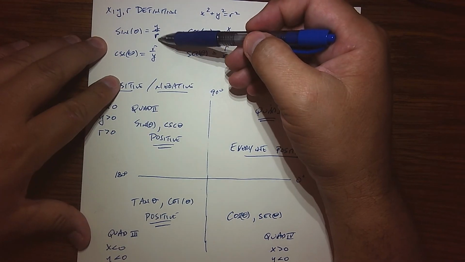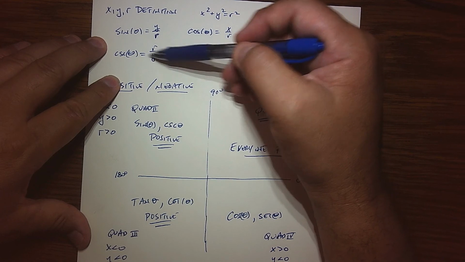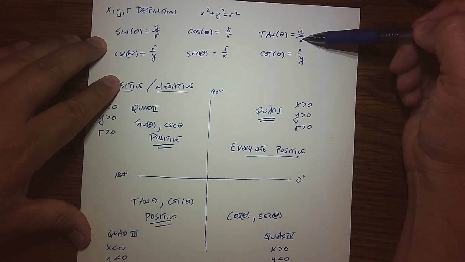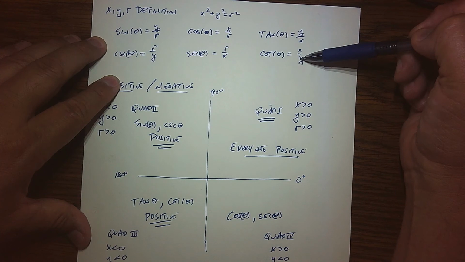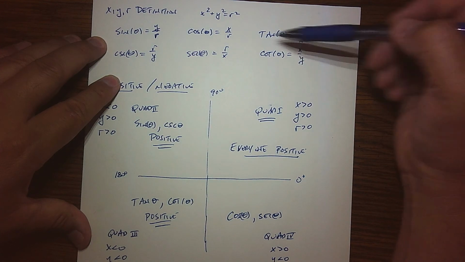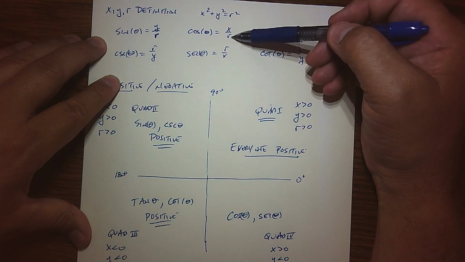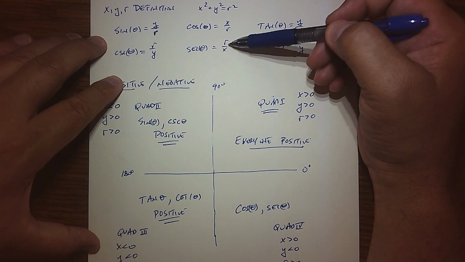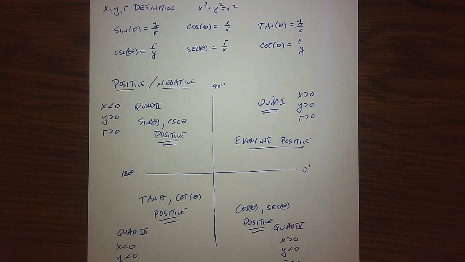Now, we have a negative divided by a positive, so sine's negative. We have a positive divided by a negative, so cosecant is negative. Tangent, well, we have a negative over a positive, so negative. And we have a positive over a negative, so cotangent is going to be negative. And what's nice about cosine and secant? Well, in this quadrant, x is positive and so is r. So positive divided by a positive is positive. And same thing here. So in this one, cosine and secant are going to be positive.